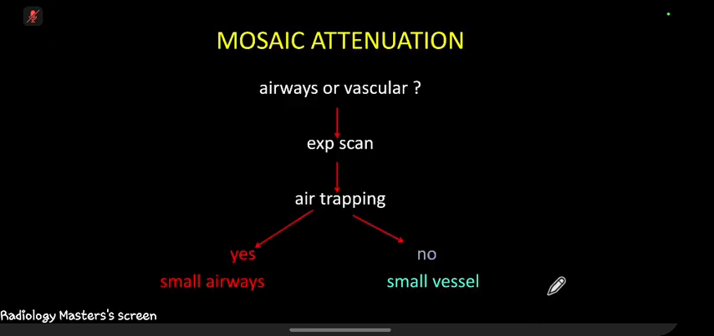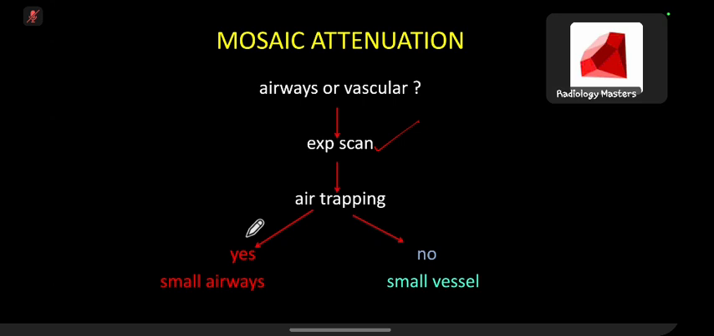So when you see mosaic attenuation, you've got to ask yourself the question, is this due to an airways problem or a vascular problem? You need to do an expiratory scan, and you need to ascertain whether or not there's any air trapping. If there is, it's due to small airways disease, but if not, it's due to small vessel disease or something like chronic thromboembolic disease, okay, or a vasculitis.